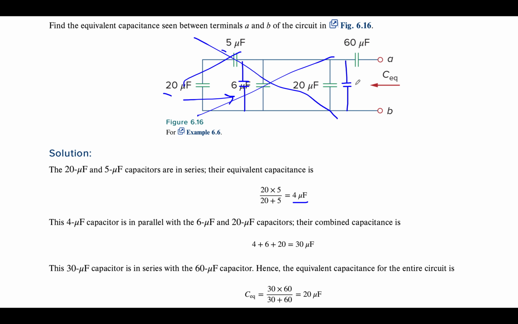So here's my 30 microfarads right here. It replaced all the rest of this circuit. I'm not redrawing it because it's very hard to draw with the touchpad. So now the 60 and the 30 would be in series. I use the product over sum formula for capacitors in series, and I end up with 20 microfarads.